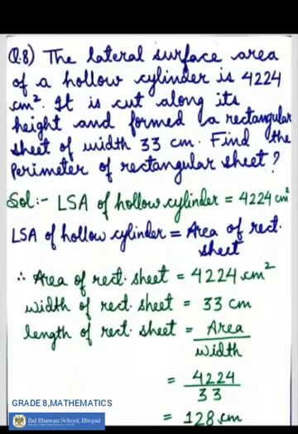Next question is question number 8. The question says that the lateral surface area of a hollow cylinder is 4224 centimeter square. It is cut along its height and formed a rectangular sheet of width 33 centimeter. Find the perimeter of rectangular sheet.